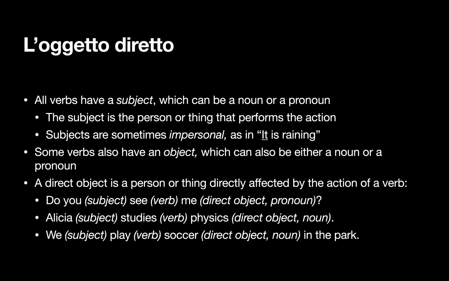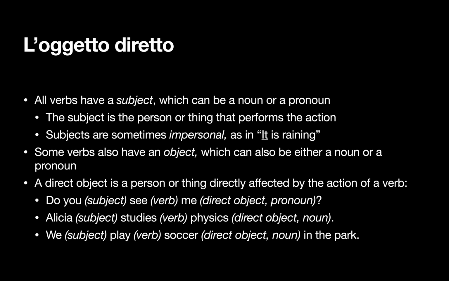So, do you see me? You is the subject, see is the verb, and me is the direct object, which is a pronoun in this case. Or take another example: Alicia studies physics. Alicia is the subject, physics is the direct object. It's what she studies. Or another example: we play soccer in the park. We is the subject, play is the verb, and soccer is the direct object. It's what we play.